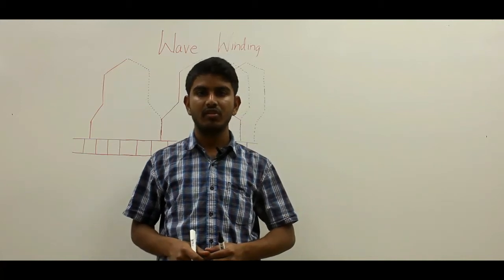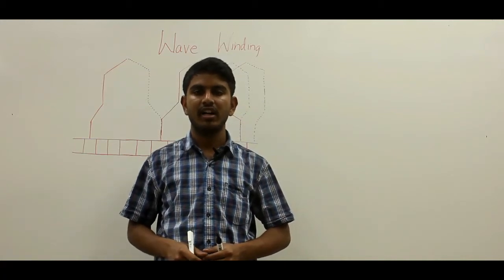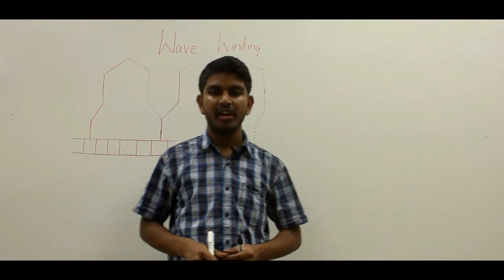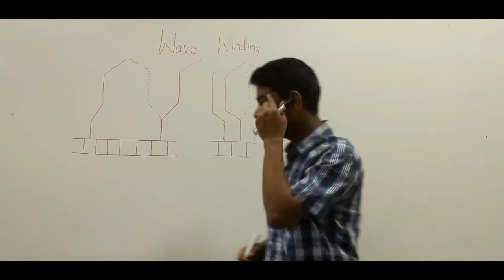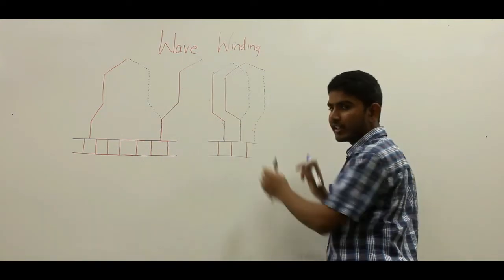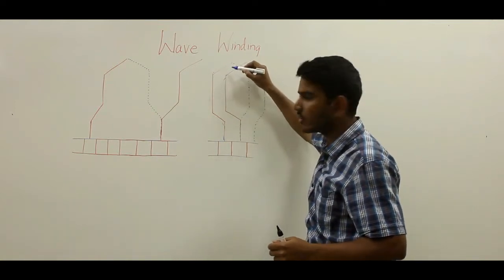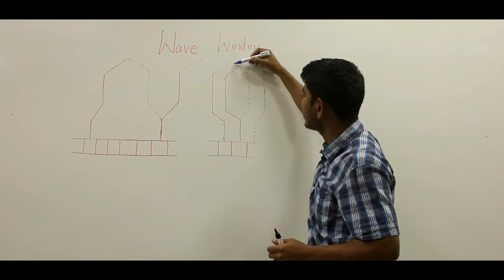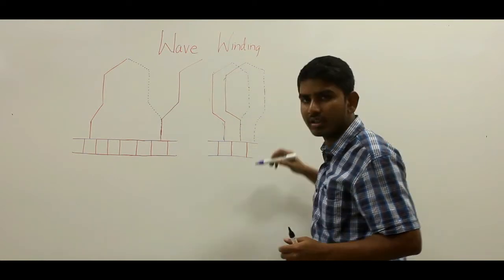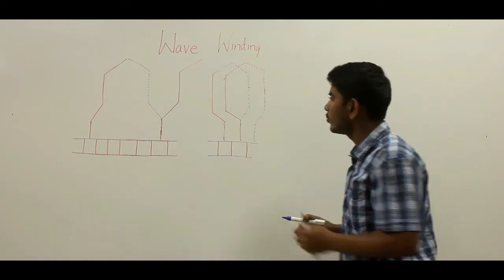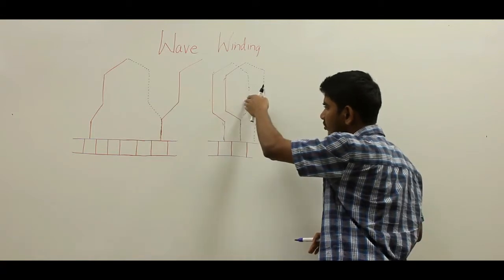Hello friends, in this video let us discuss wave winding. In our last video we discussed the lap winding, and in the lap winding we saw that suppose there are two singleton coils here. This red portion shows the starting side of the coil and this green dotted portion shows the finished side of the coil. So one is in the top position and this will be in the bottom position.